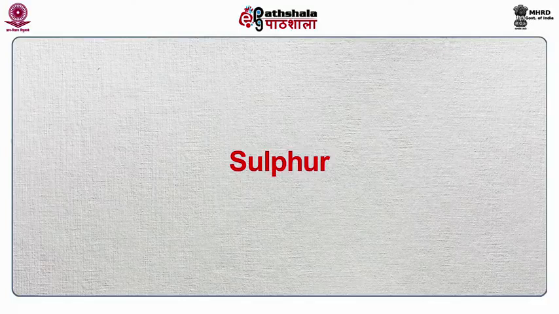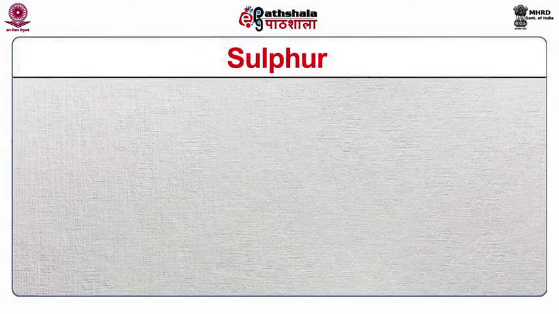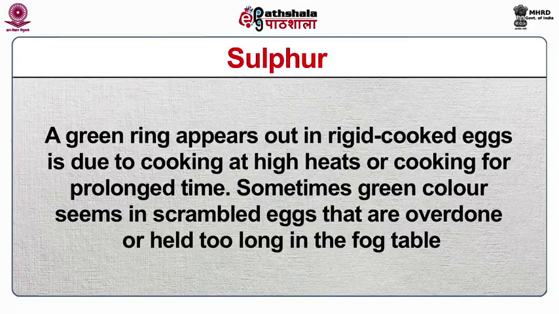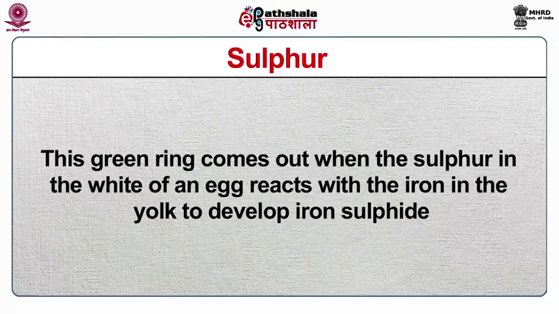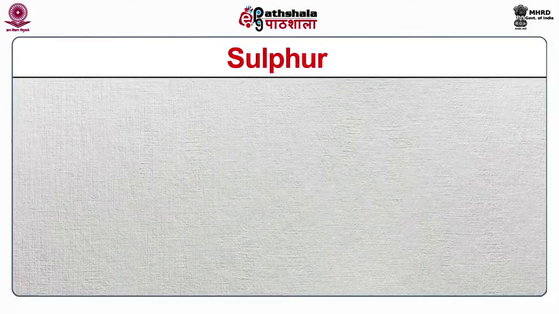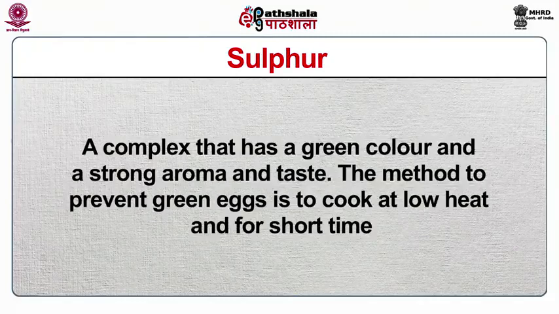Sulfur. A green ring appears in hard cooked eggs due to cooking at high heat or cooking for a prolonged time. Sometimes green color appears in scrambled eggs that are overdone or held too long on the steam table. This green ring comes out when the sulfur in the white of an egg reacts with the iron in the yolk to form iron sulfide, a compound that has a green color and a strong aroma and taste. The method to prevent green eggs is to cook at low heat and for a short time.